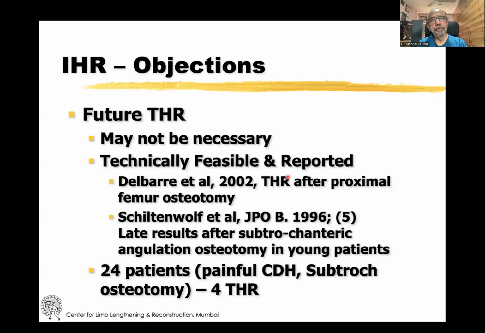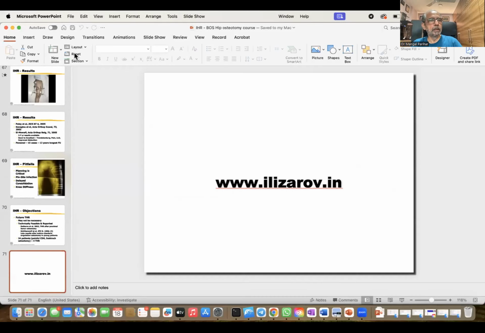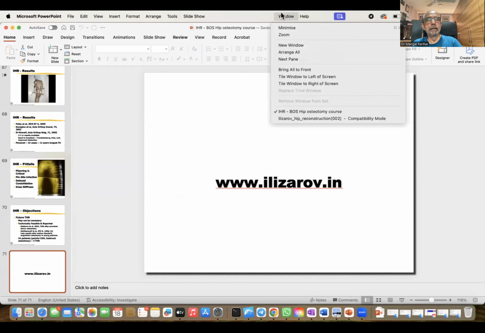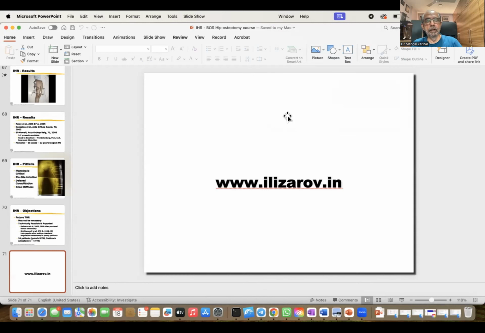Technically, even if you need to do a THR in the future, it can be done. You just have to undo the osteotomy, and this has been reported also. Out of 24 patients, 4 of them required a THR, and they could do it after doing a proximal tibial osteotomy. I'll just show you a couple of other slides when we do it.